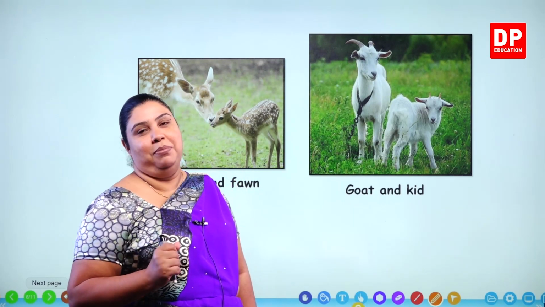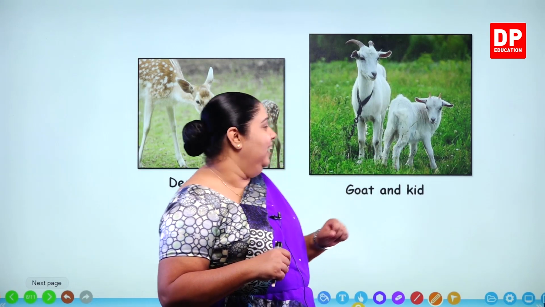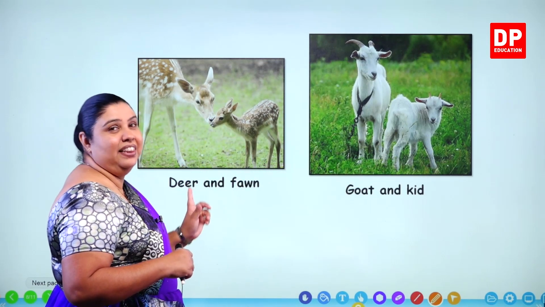Very, very easy to remember. Kid. Goat and kid. Can you see? Right. Then we have the deer and the fawn.